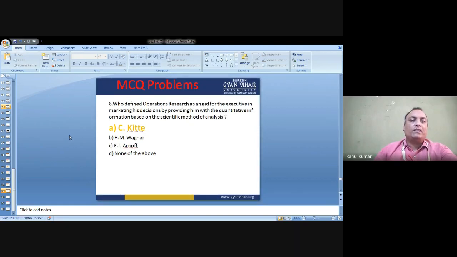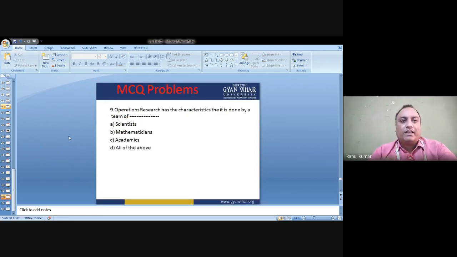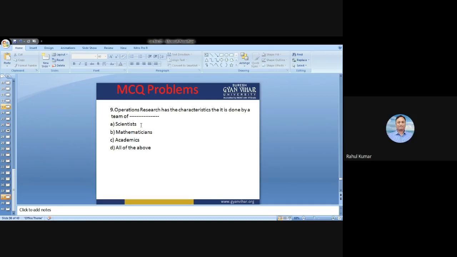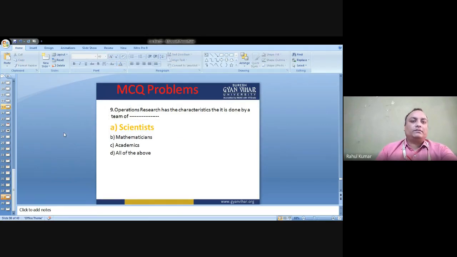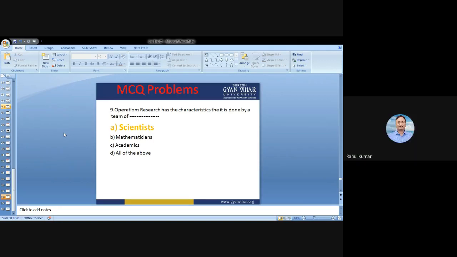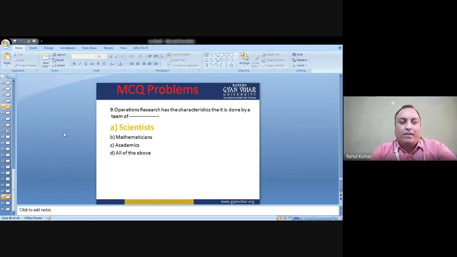We'll move to the next question. Question number 9: operations research has the characteristic that it is done by a team of scientists, mathematicians, academics, or all of the above. The answer is a team of scientists, right? It means operations research has the characteristic that it is done by a team of scientists, right?